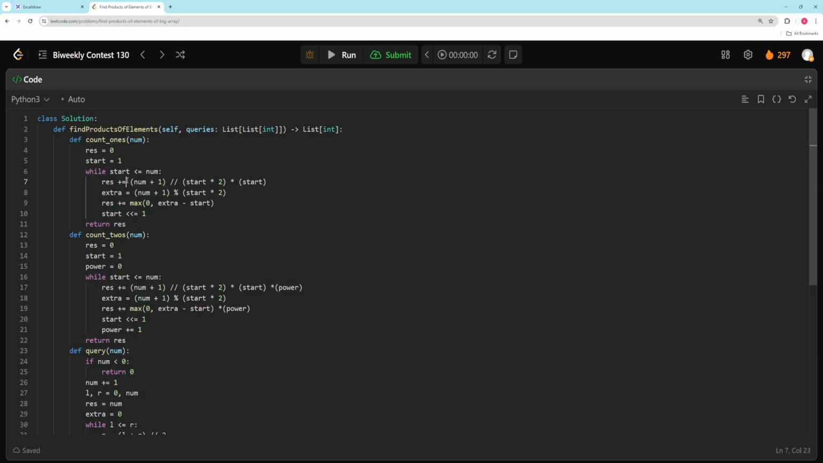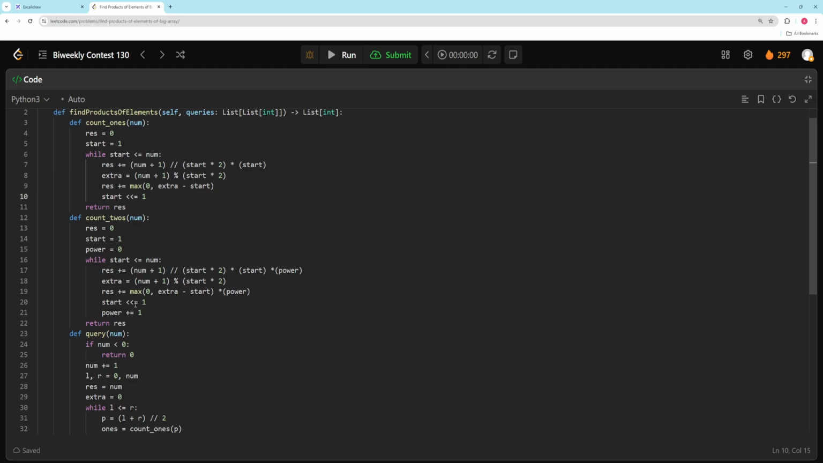So you get the total groups, then you calculate how much extra you have, and then you say, okay, if I have more extra than half of a group, then I'll add that, and then I'll go to the next number. Then the count 2s is very similar. The only thing I added was what a 2 is worth. And a 2 is worth either 0, 1, 2, 3, and so on. It's this power thing where the first one is worth 0, then the second one's worth 1, then it's worth 2, then it's worth 3, and so on. And then this basically just calculates how many 2s you have.